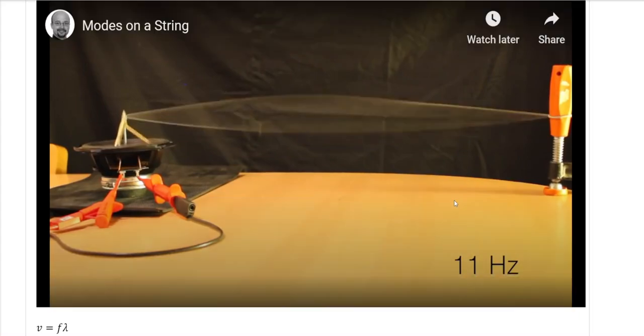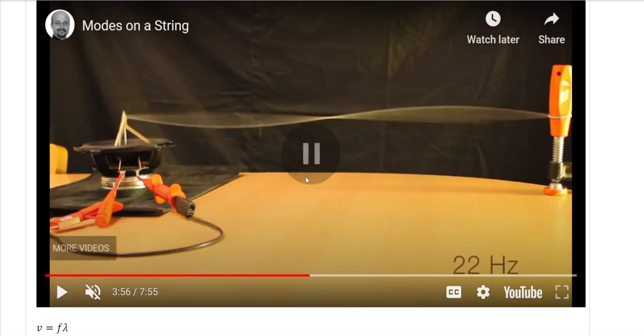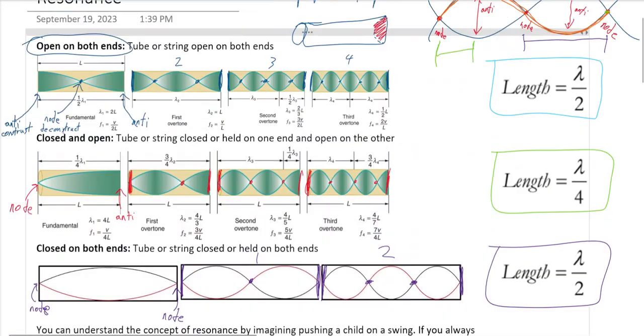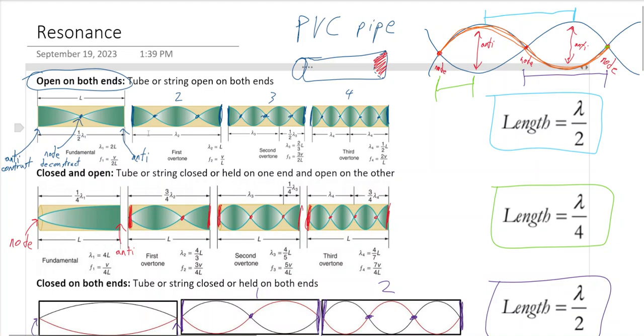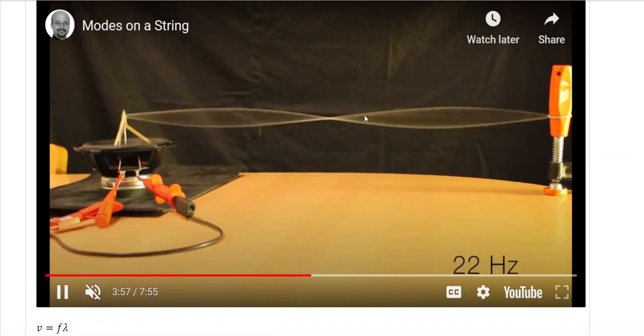So right now it's 11 hertz, but okay, now he's higher than 11 hertz. Now it's going faster than that. And now he hits 22 hertz. Double the frequency, which means half the wavelength. Half the wavelength. So then this string now flips into the first overtone, the second fundamental, second mode. Okay, at 22 hertz.